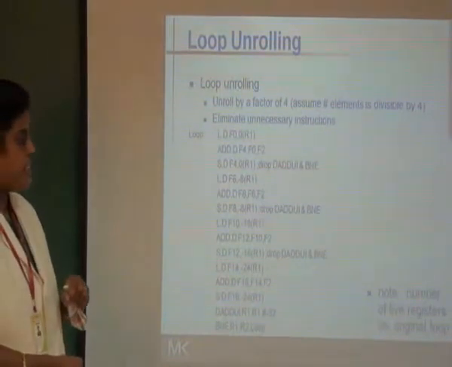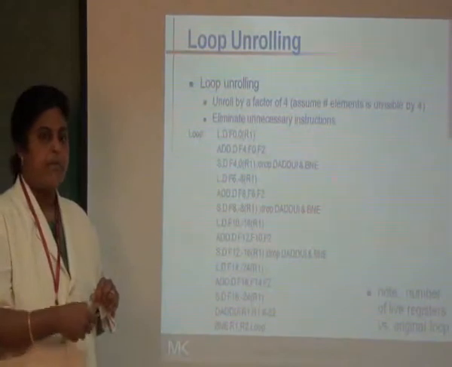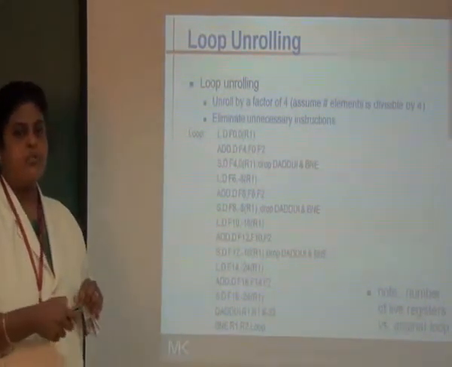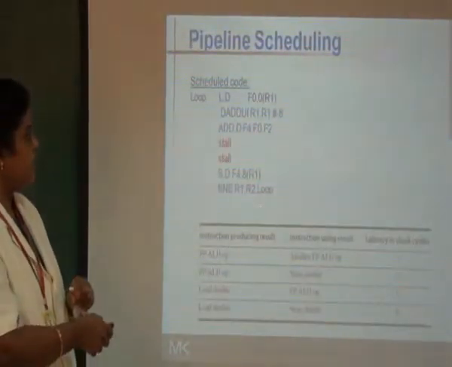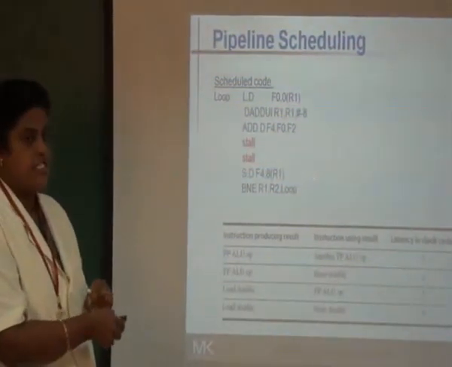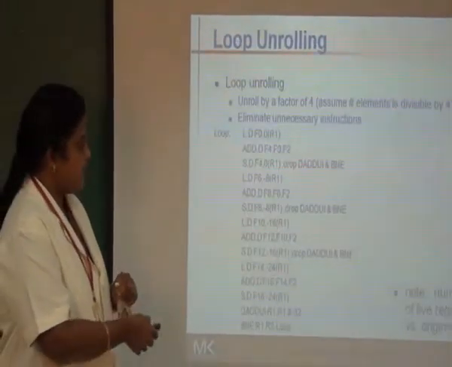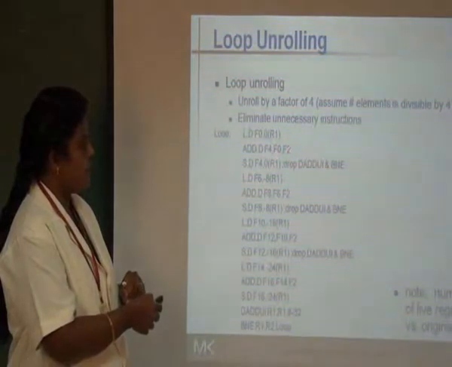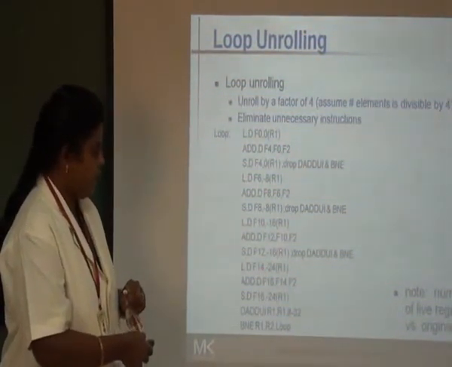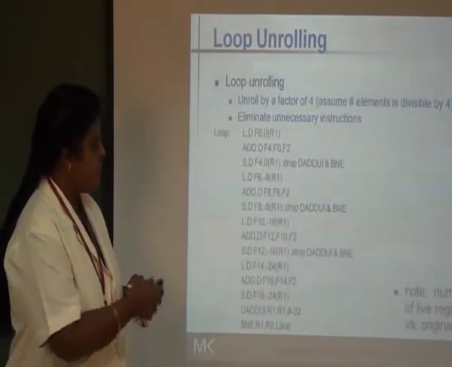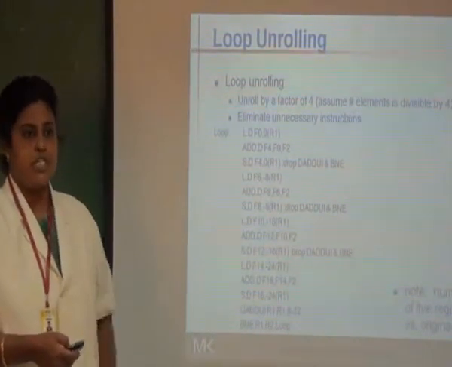The number of live registers used in the case of loop unrolling becomes greater when compared to where we use pipeline scheduling. In the actual method, we make use of only a few registers, F0, F2, F4, and here in this case we are making use of F0, F2, F4, F6, F8, F10, F12, F14, F16, and all these are going to be more live registers when compared to the original loop.